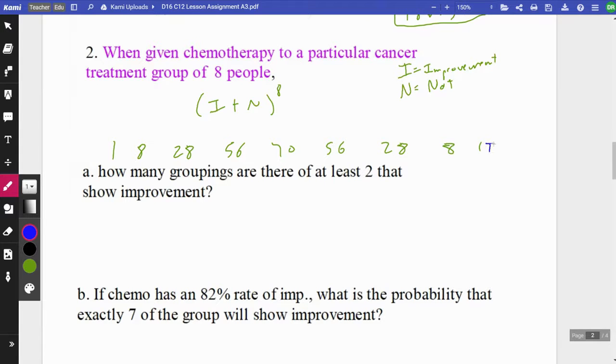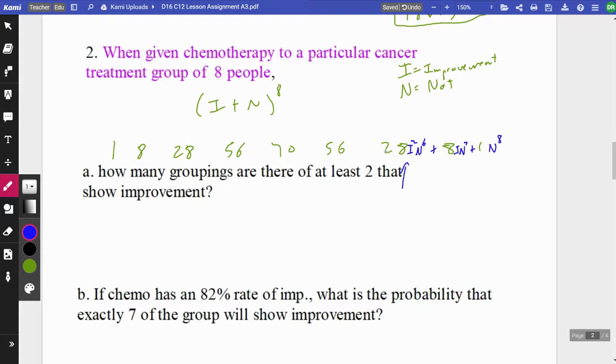So this would be N, not showing improvement, to the 8th. This would be improvement, not to the 7th. And then this one would be improvement 2nd, not to the 6th. And then this is where we'd start counting, because this is 2 that showed improvement.